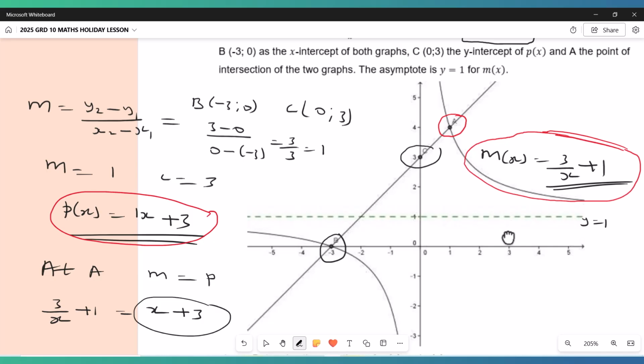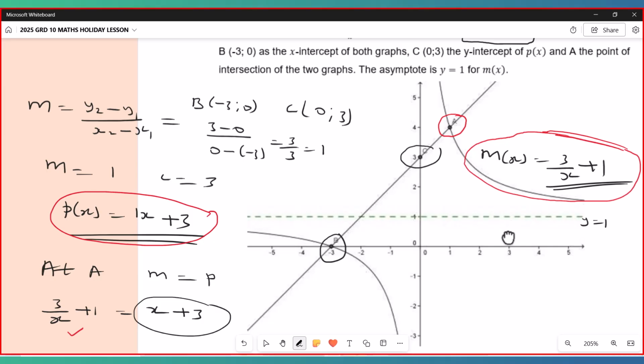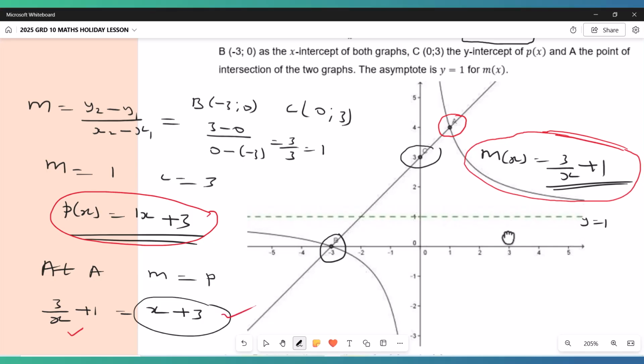Then my m is 3 over x plus 1, which is this side here. Then my p is x plus 3. Then I can go ahead and solve to see what they have in common here. Is it fine with you now? Any other questions, guys, or we can proceed?